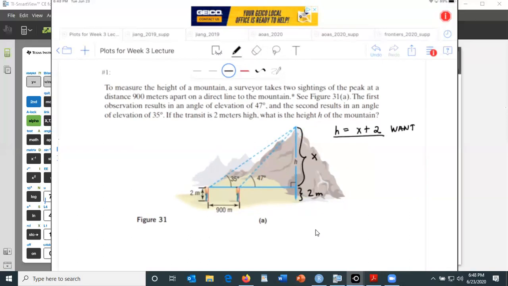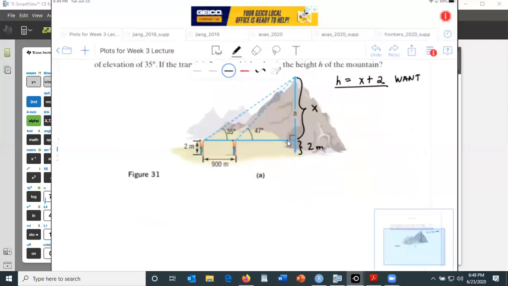All right, so how are we going to do it? If we start with the 47-degree angle, notice there's a right triangle that's formed by it, but we don't know anything else about that triangle. The 47-degree triangle there doesn't have enough information for us to do anything with that much.